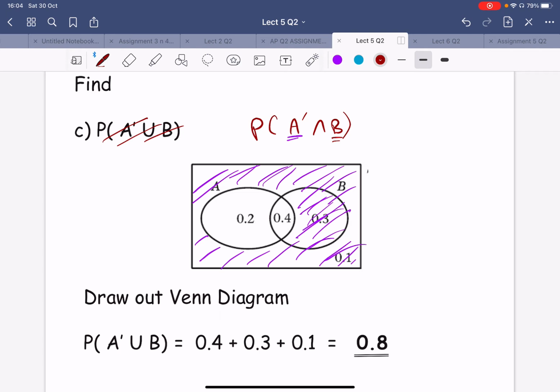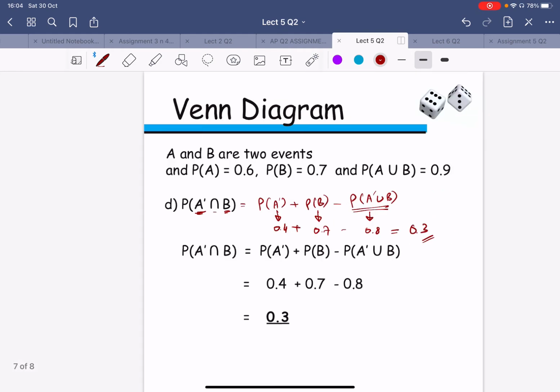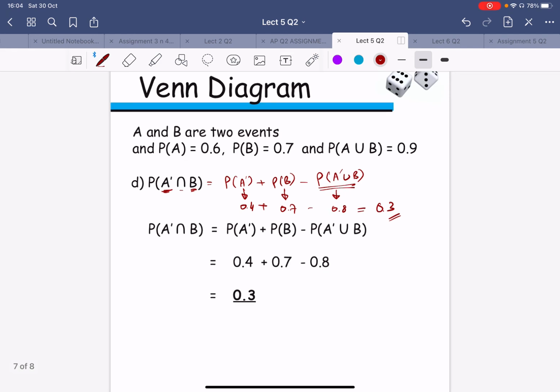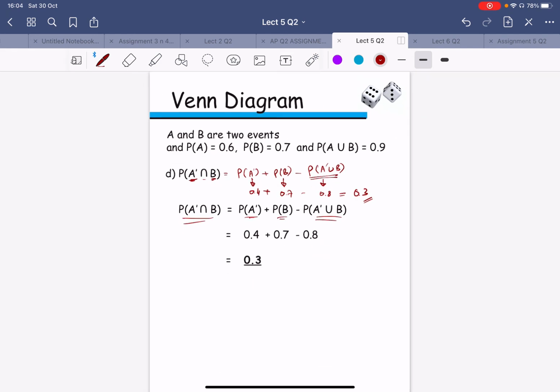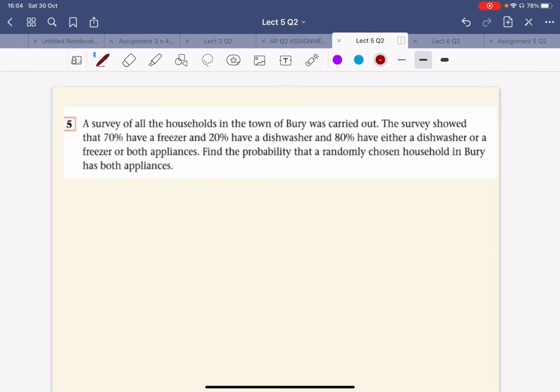Now intersect with B. Intersect with B means I want the common part with B. This is B, right? So the common part is the intersection. Intersection means inside here, the common. So my answer will just be 0.3. See? So this is 0.3. You can also use the drawing method. You can also use the algebraic method of applying the formulas here. So it's going to give you the same answer. Okay? All right, let's see an example here.